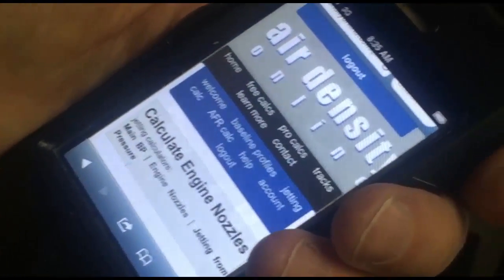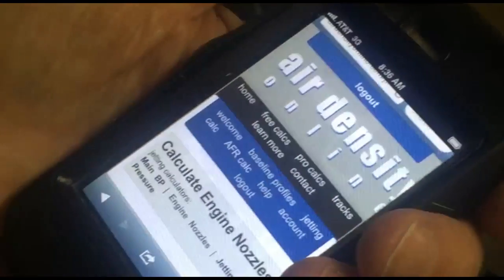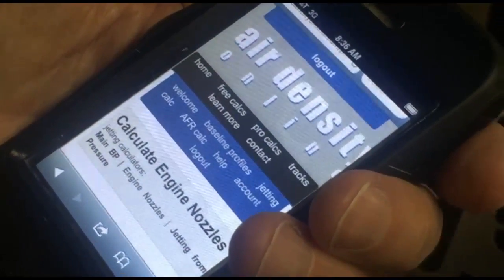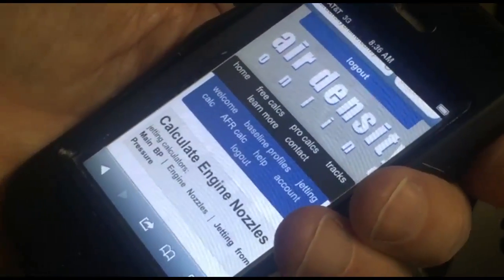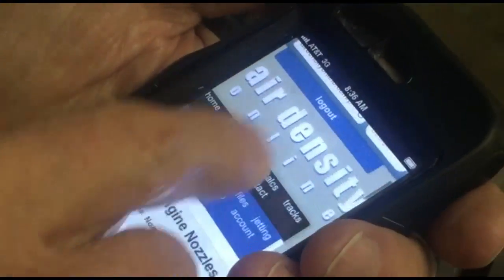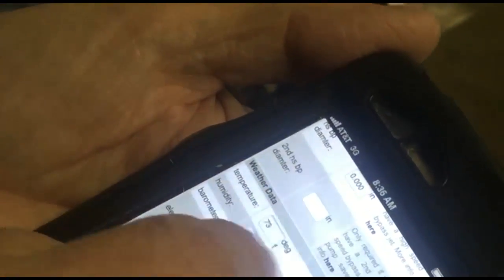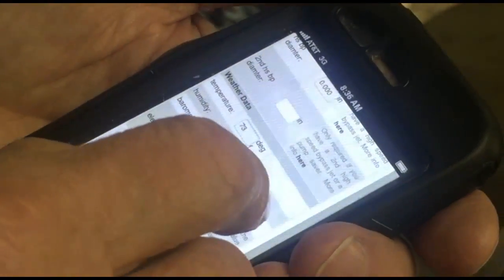I'm in ProCalc. We're determining jetting for a blown alcohol engine for 11 o'clock tomorrow. The weather information was taken from the Air Density Online tracks program, in which we selected the tracks from the list, and that gave us the temperature that was forecasted for tomorrow at 11 o'clock for our qualifying run.